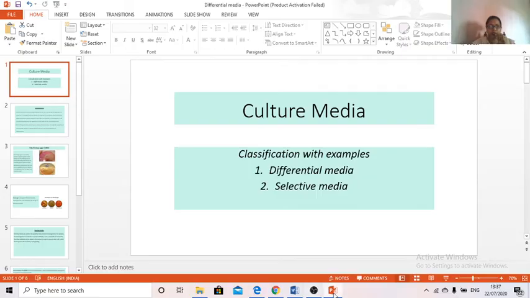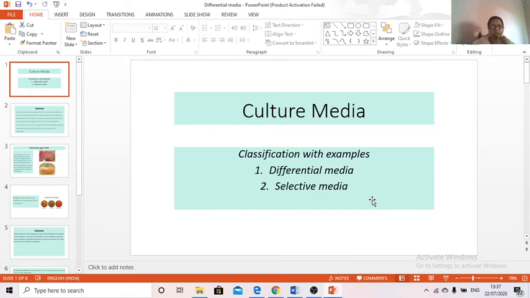Good morning, students. Today we are going to discuss culture media. Earlier, we have discussed culture media and simple media under that. Today, we will be discussing differential media and selective media.